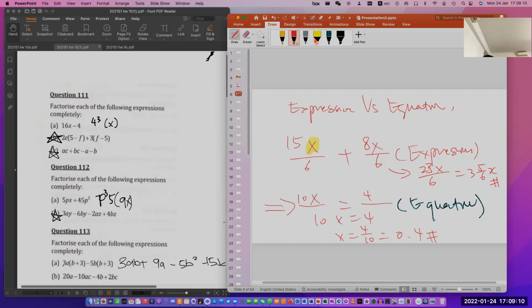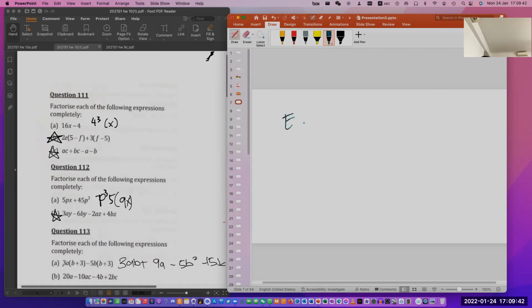So if it's an expression, okay, you can't delete the same denominator. Okay, you retain. Okay, if in this expression, you retain the denominator. Okay, if it's an equation, okay, you don't need to retain the denominator. You eliminate the denominator and you continue to solve for x. Are you clear?